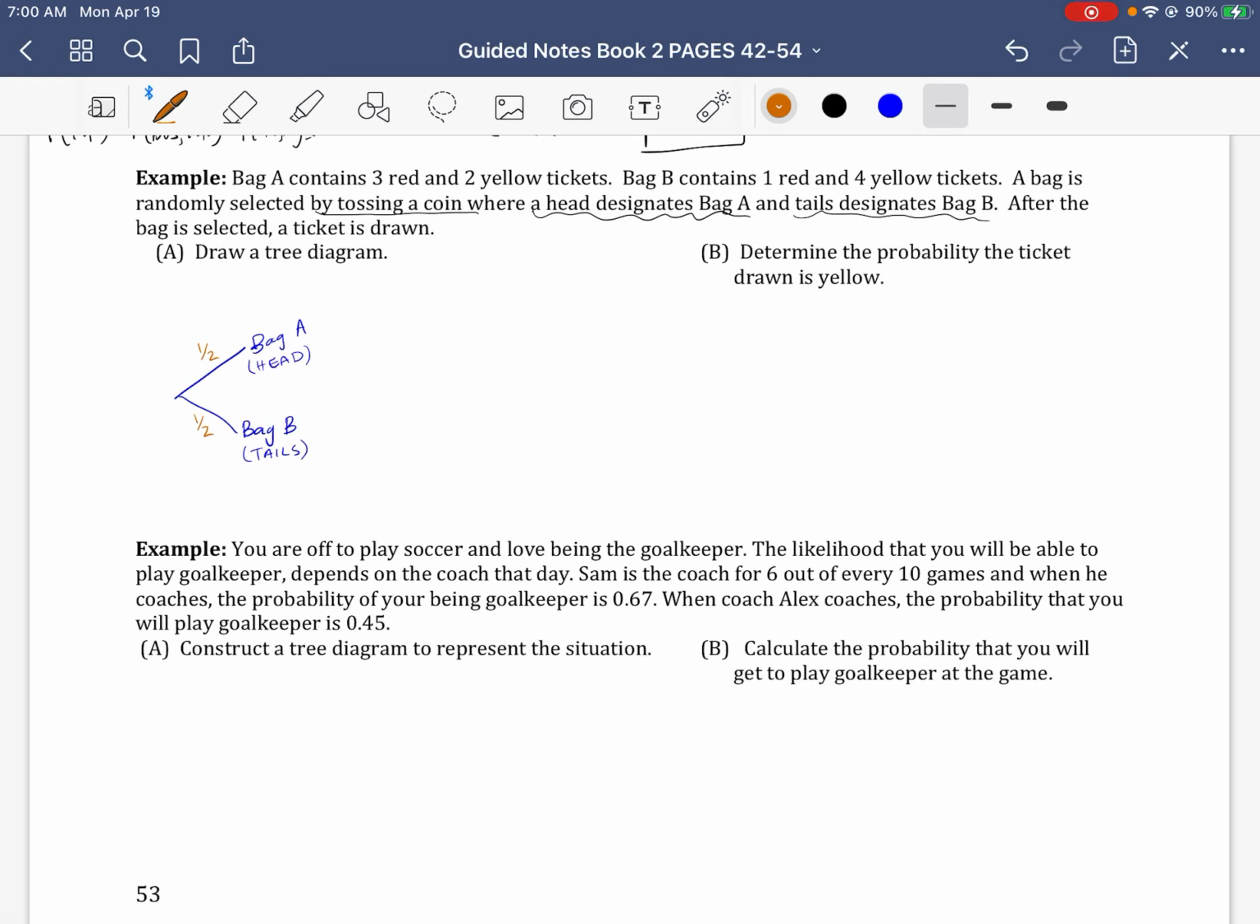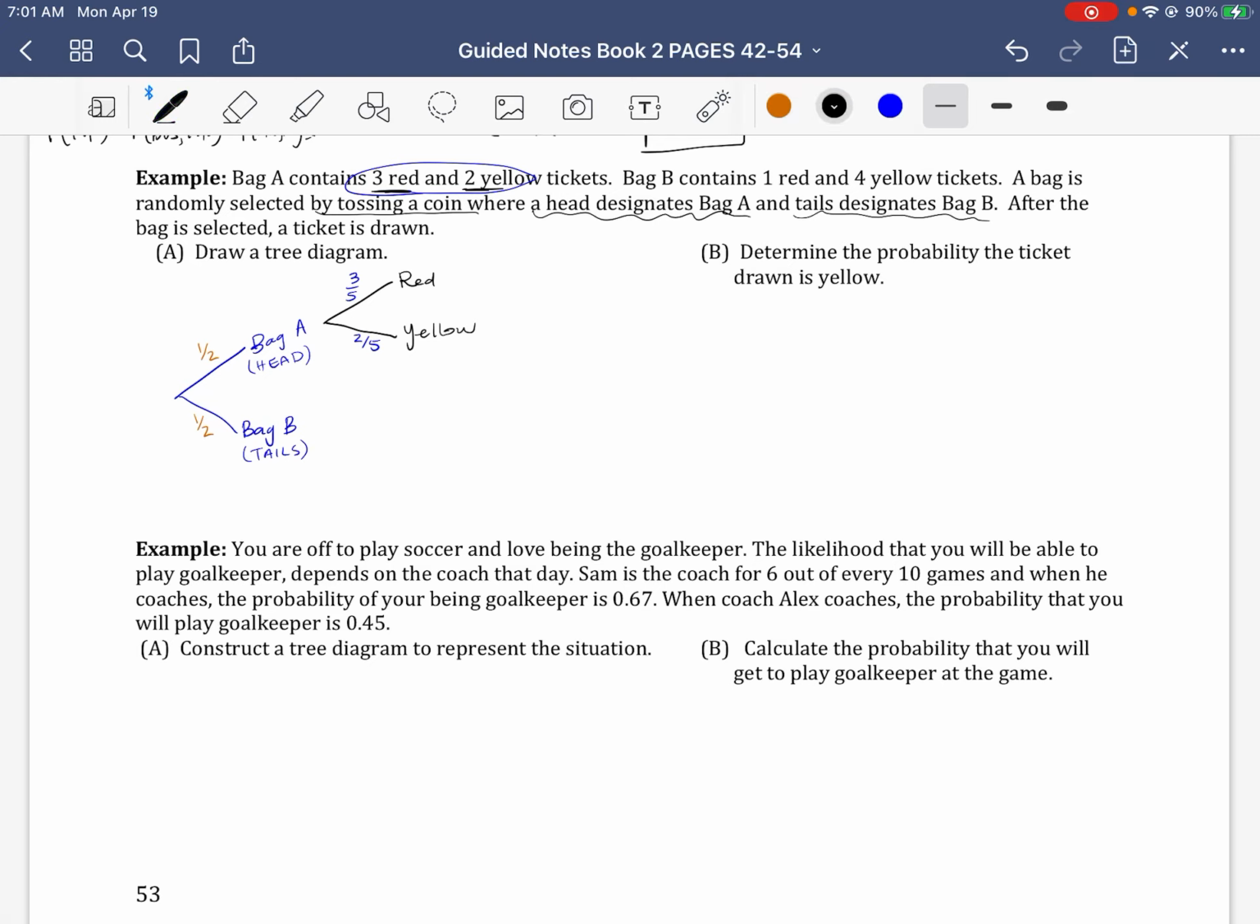Once we choose a bag, it looks like we then draw a ticket. So in bag A, we look back up at the information given. Bag A contains 3 red and 2 yellow tickets. So we're going to have red tickets and yellow tickets. And notice the probability there. There's a total of 5 tickets. 3 of them are red. So 3 out of 5 is the chance that I choose a red. And the 2 out of 5 is yellow. So we want to make sure it's probability listed on that branch, not just the number of tickets.